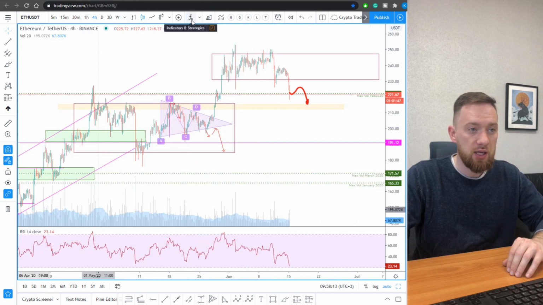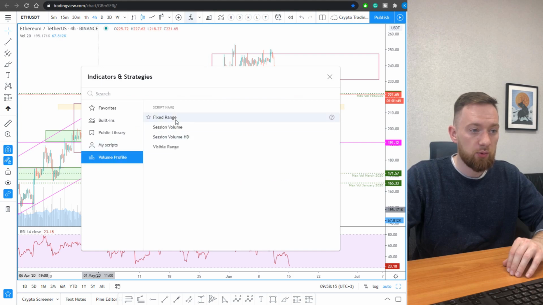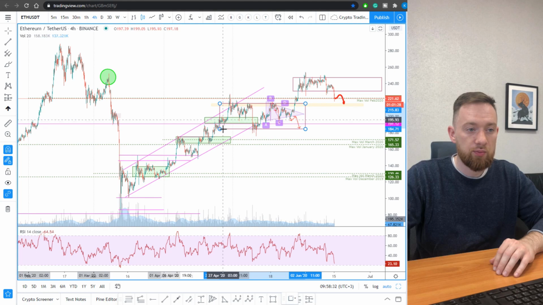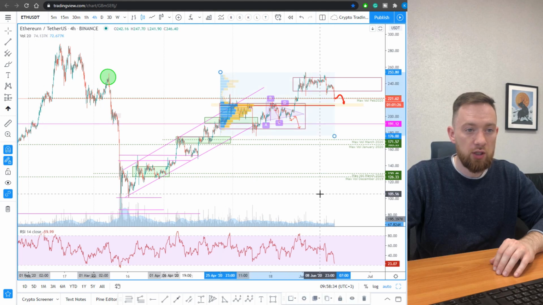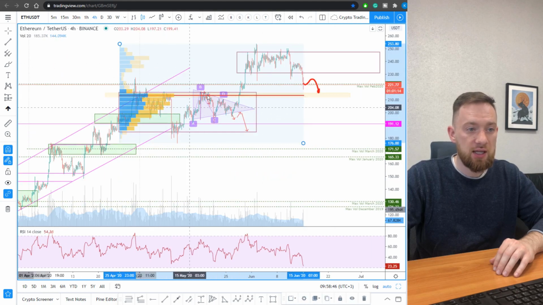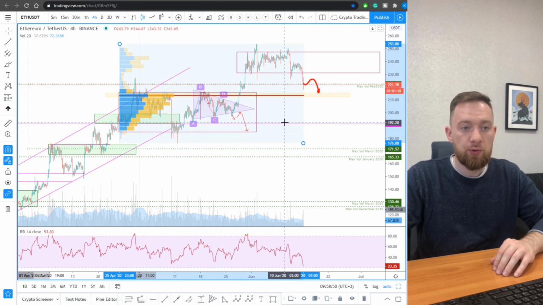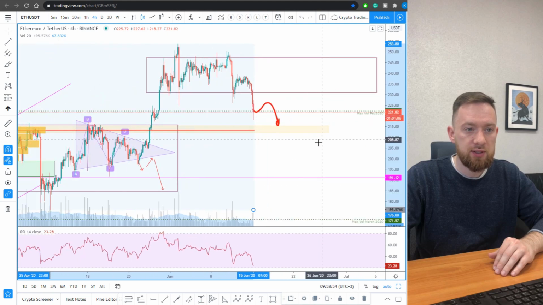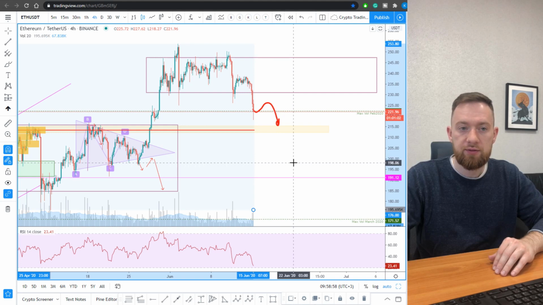So basically, if we quickly plot the volume profile, let's take it from the previous horizontal channel. What we can see is this is exactly the area where we can find some support. So the overall conclusion on the Ethereum price is that during this week we still expect further downward movement towards the area of 215.